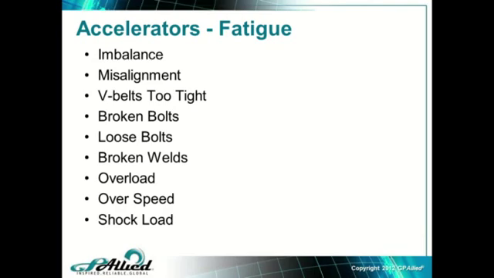Installing V-belts too tight, having broken bolts, loose bolts, broken welds, all of these things produce a very high radial load on a machine that wasn't designed for that high radial load. Overloading the machine itself, overspeeding the machine, or shock loading the machine. All of these will result in a higher accelerated rate of fatigue. So you can imagine then if every 6 months or every 8 months in our 8 to 12 year period we experience one or more of these accelerators, then there's no way the bearing will last as long as it's supposed to last in that application.